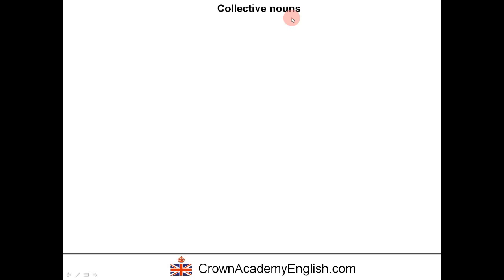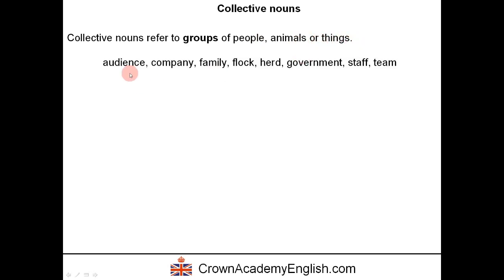Collective nouns. Collective nouns refer to groups of people, animals, or things. Here are some examples. Audience, company, family, flock, herd, government, staff, team. Audience, this is, for example, if you go to the theatre, and the people who are watching, the people who are the members of the public, they are the audience, or that is the audience.